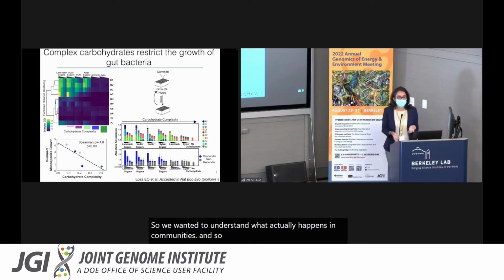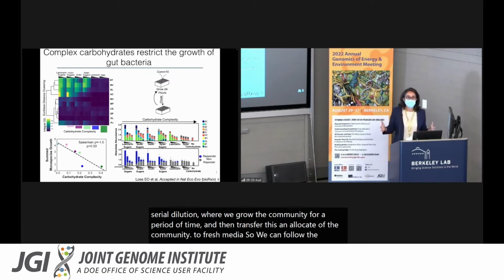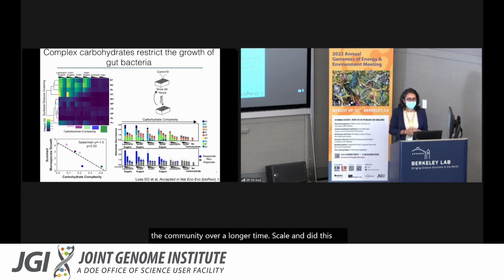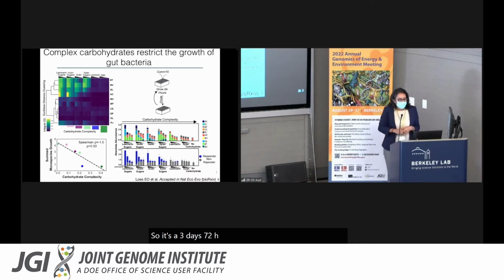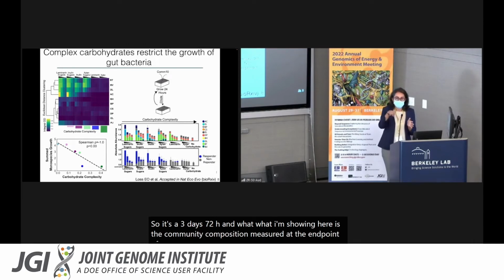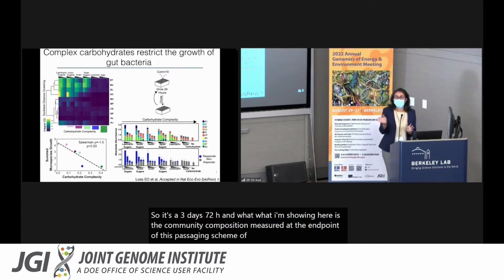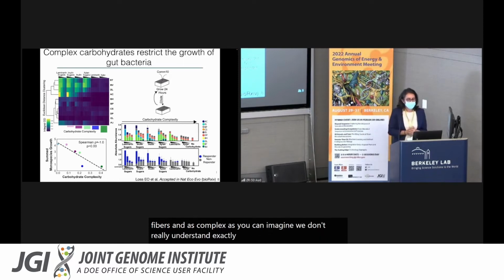And so we took the 10-member community and we performed an experiment called a serial dilution, where we grow the community for a period of time and then transfer an aliquot of the community to fresh media, so we can follow the community over a longer time scale. And did this over 4 passages total. So it's 3 days, so 72 hours. And what I'm showing here is the community composition measured at the endpoint of this passaging scheme across different concentrations of fibers. And it's complex, as you can imagine. We don't really understand exactly what's happening yet.